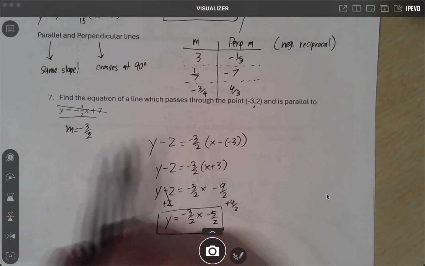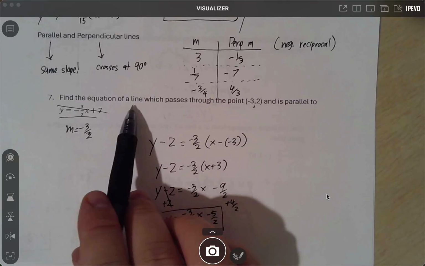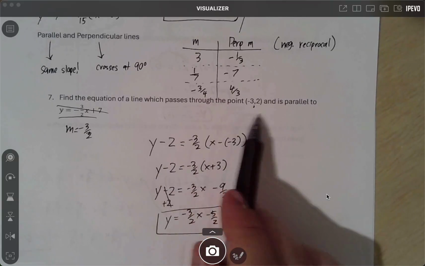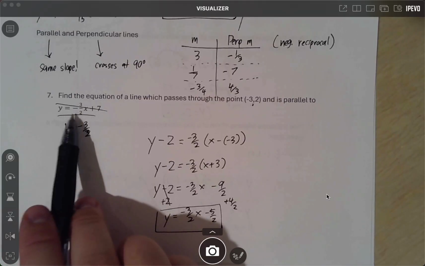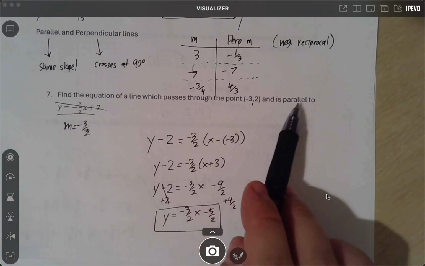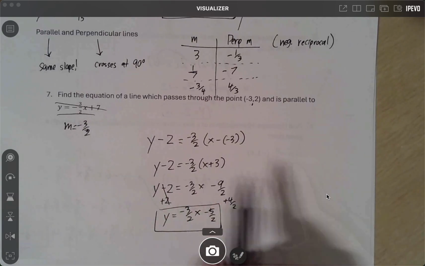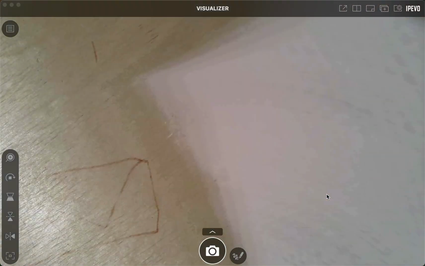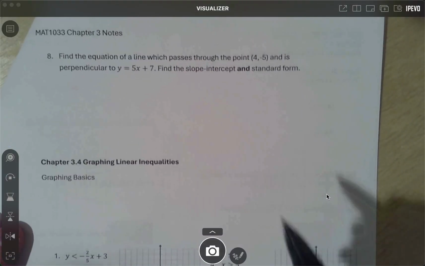It's just parallel means copy that slope and still use the point they told you about. Because the line I'm trying to figure out passes through this point. I don't care what points this passes through. I just need this line for its slope. They say parallel. I don't need that 7 at all. It's not going to hold any weight. I just want the slope. All right, one more really quick, and then we're done with 3.3.